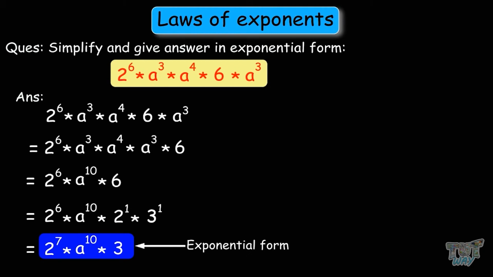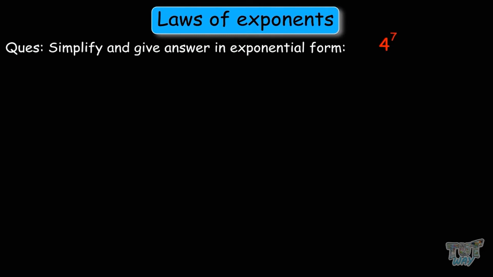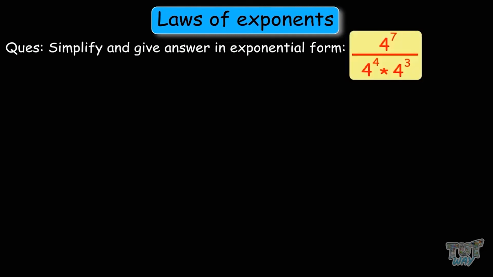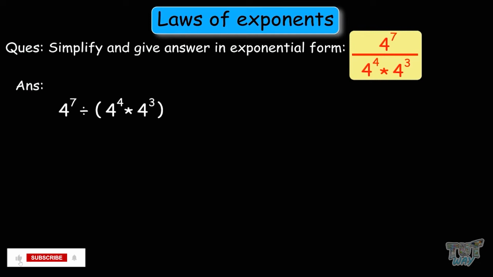Now here we have our next question. 4 to the power of 7 divided by 4 to the power of 4 multiplied by 4 to the power of 3. We can write it as 4 to the power of 7 divided by 4 to the power of 4 times 4 to the power of 3, which is in brackets. So let's first solve this expression.